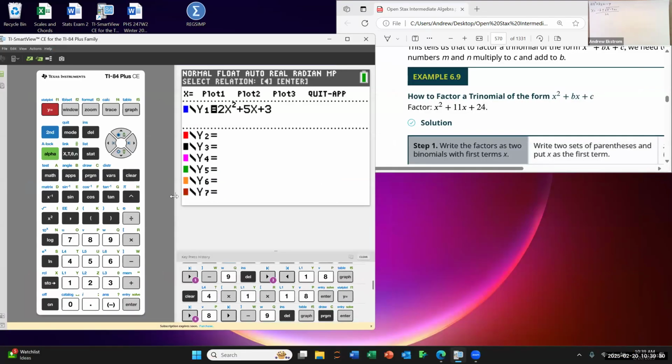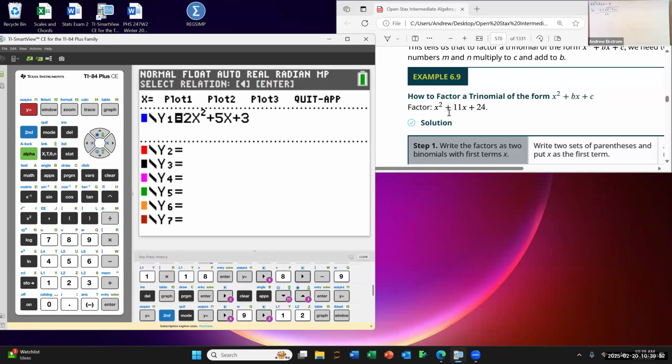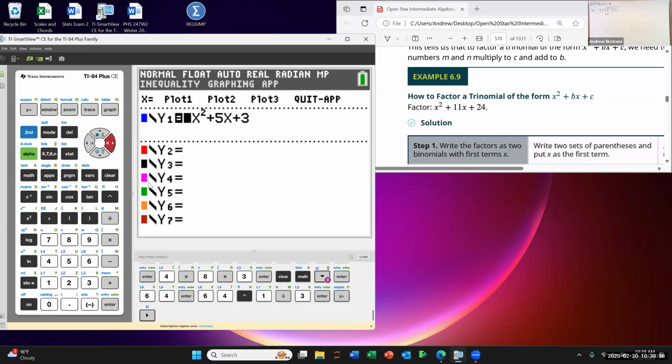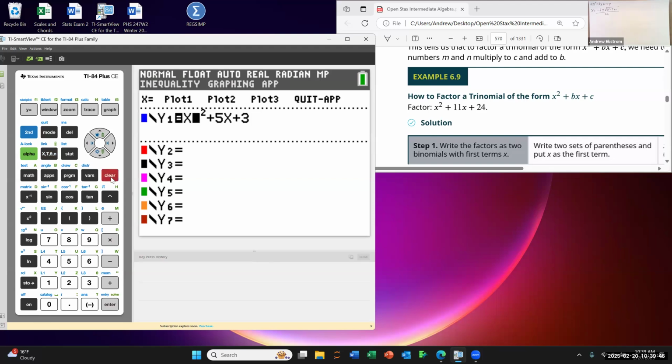So got the formula x squared plus 11x plus 24. So I've got y equals. I'll clear out everything that's down here and clear out everything that's up here. So I go to x and then squared plus 11x plus 24. And now I can graph that.